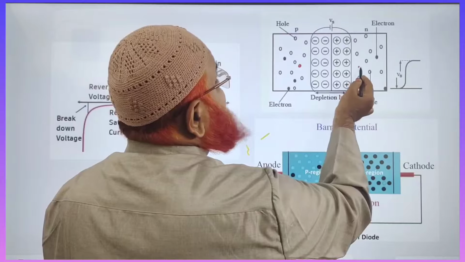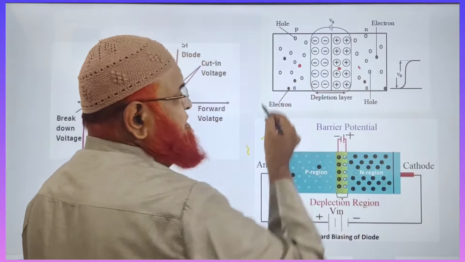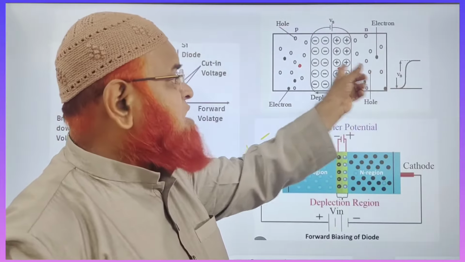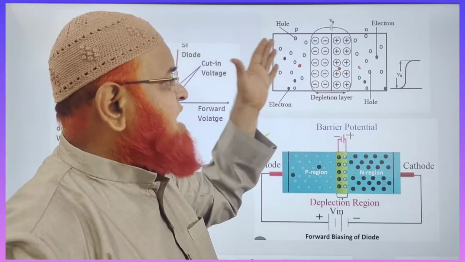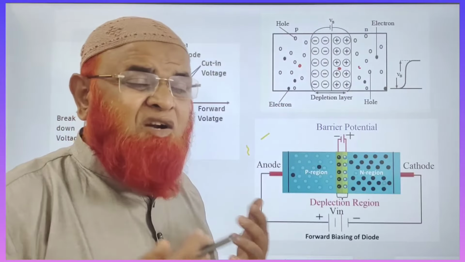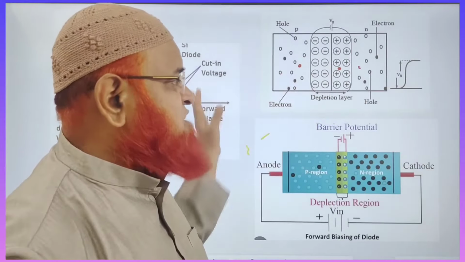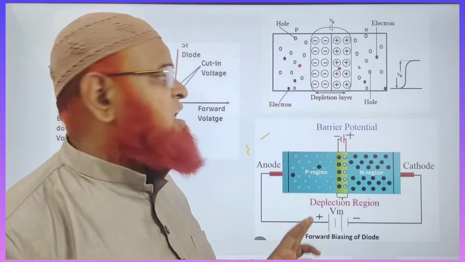So for example, this electron tries to cross the depletion layer, these positive charges will drag it. This will not allow it to move, and this negative charge will push the electrons because electrons are negatively charged bodies. So this electron cannot cross the potential barrier. They cannot cross the depletion layer.